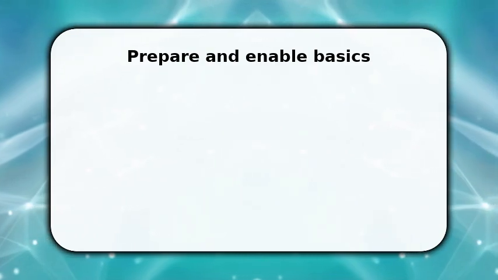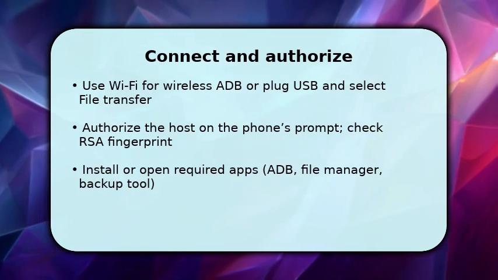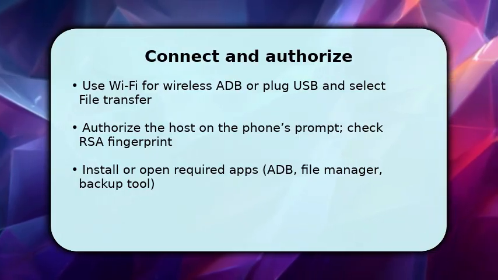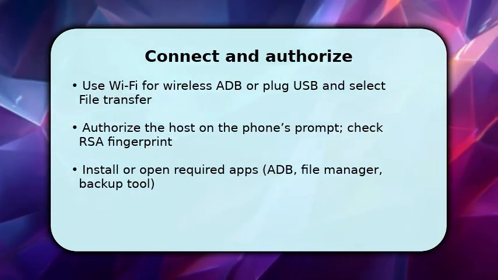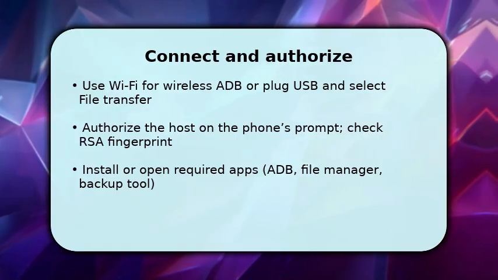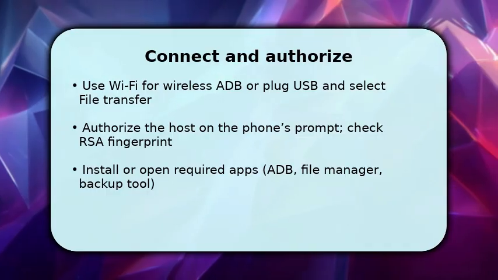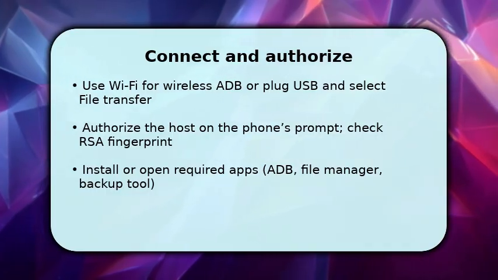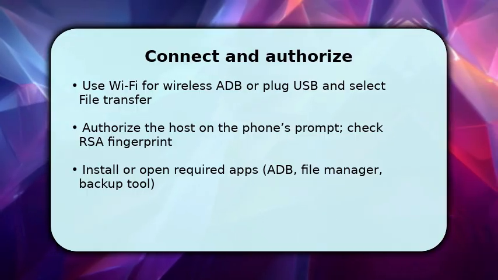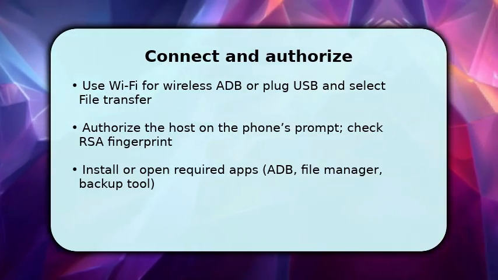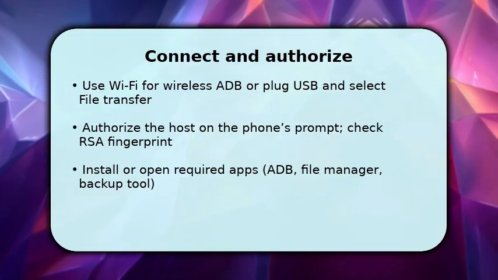Now connect and authorize the link. If using Wi-Fi, enable wireless debugging and pair the device with the host using the shown code. Wireless ADB avoids cables, but requires both devices on the same network. If using USB, plug in and choose file transfer or USB tethering depending on your goal. Then accept the RSA fingerprint prompt on your phone.